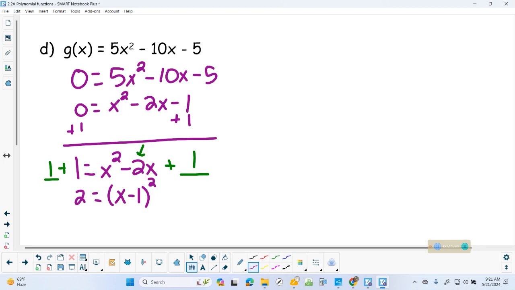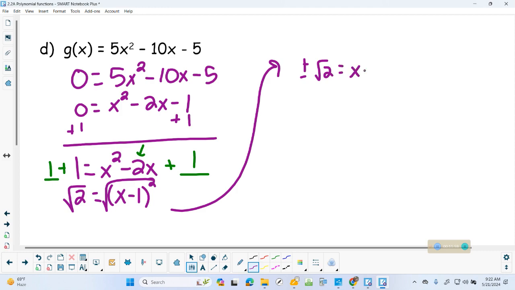Now, it's super easy. We're going to get rid of the squaring with the square root. I'm going to move up here. Of course, two answers, so plus or minus in front of that square root. And last but not least, we're going to add 1 over. So 1 plus or minus square root of 2.